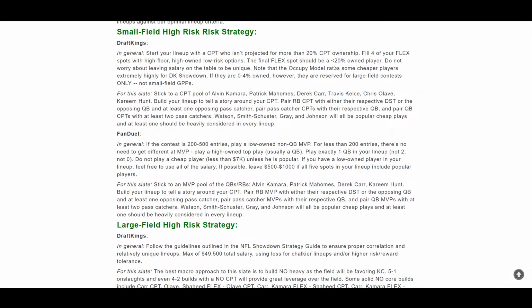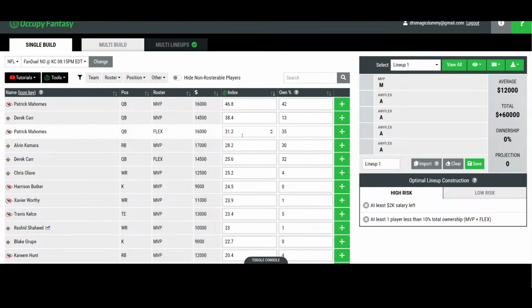So let's try this now. Let's go back to the lineup builder. Again, you can do this in FanDuel. It's just much easier in the single build mode to hand build because you can see all the metrics at once. So in our lineup builder, or in our Occupy model, FanDuel, we have Patrick Mahomes, by far, not only the most popular, but by far the best OF index play as well. This seems like a good play.